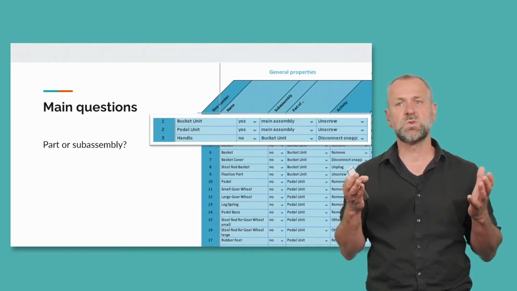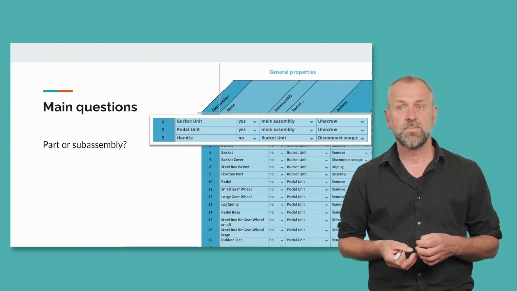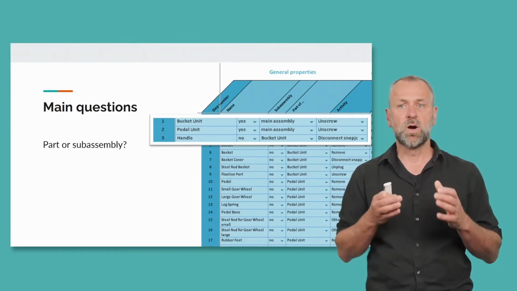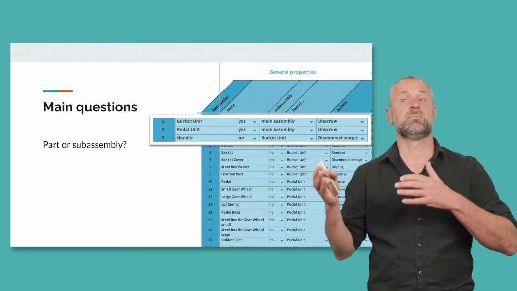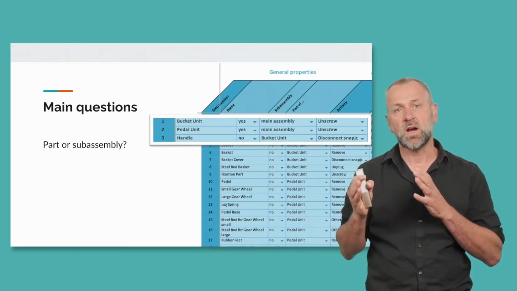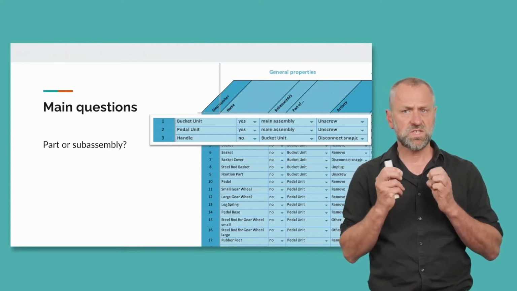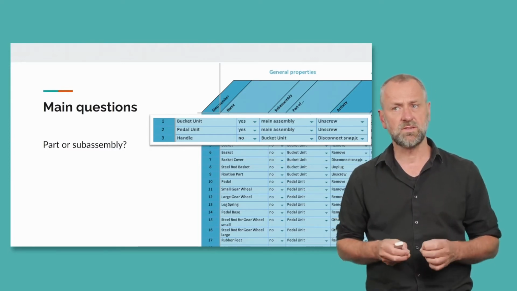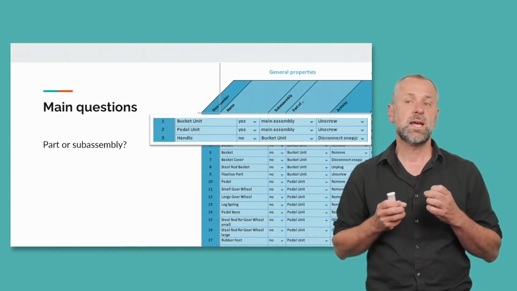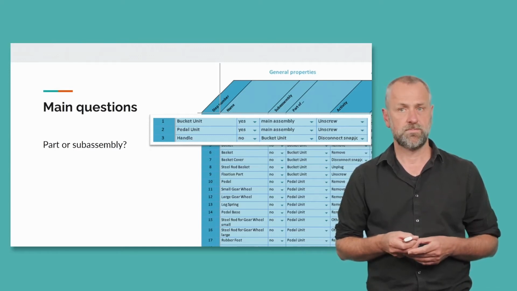So in this example you see that both the bucket unit and the pedal unit are a subassembly, referred to by the yes in the subassembly column. And both subassemblies are part of the main assembly. And you can choose the part of by using the pull down menu. In step number 3, the handle is disconnected, which is defined as part by means of the no in the column, and which is part of the bucket unit disconnected in step 1.